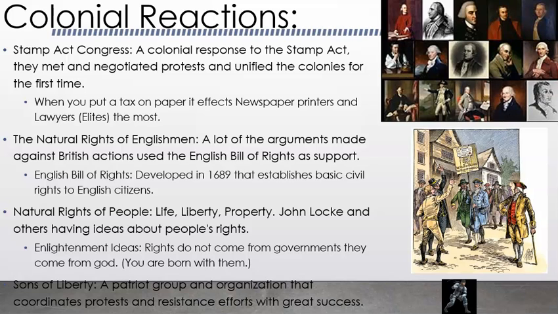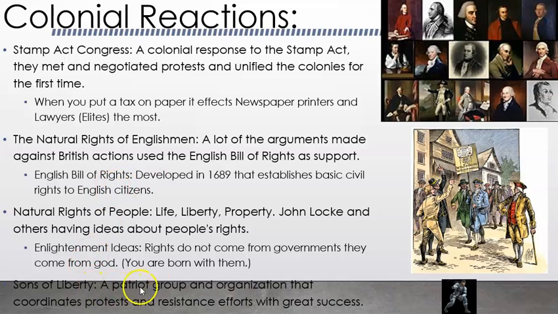So, another thing that they reacted by was citing the natural rights of Englishmen. A lot of arguments made against British actions used the English Bill of Rights as support. The English Bill of Rights was developed in 1689, and it establishes basic civil rights for all English citizens, which these colonists are, and they feel like those rights are being violated, and in some ways they were, specifically that representation thing. Now, natural rights of the people: life, liberty, property, John Locke and others having ideas about people's rights. Enlightenment ideas: rights do not come from the government, they come from God, you're born with them. These things alone lead people to question the king and their government.